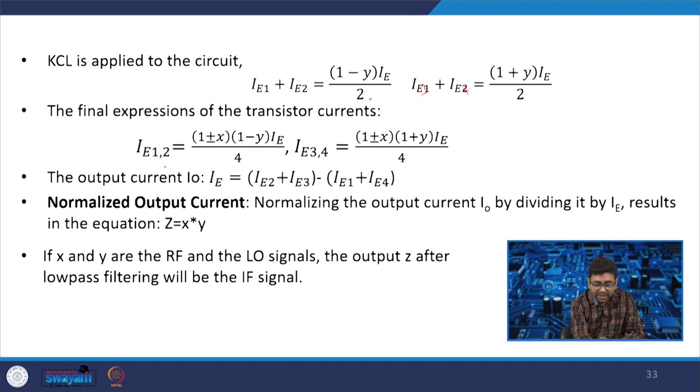So, I_e1 and 2, the total current, is (1 plus or minus x) into (1 minus y) I_e by 2, and for 3 and 4 we will get (1 plus or minus x) into (1 plus y) by 4 into I_e. So, what is your total current I_o?